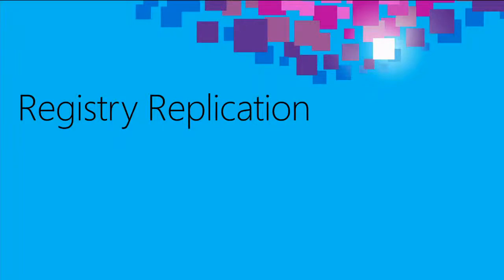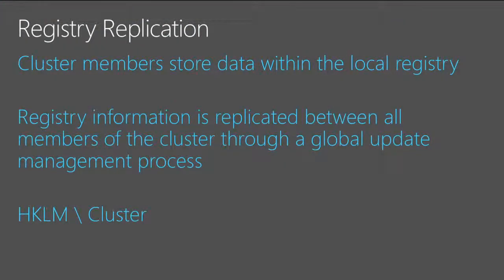All right, registry replication. So the cluster members each store their own set of quorum data or their configuration data within the registry that is resident to each node. There's a process that lives inside the cluster service which is responsible for accepting updates to this information and transmitting that information to all the other nodes that exist in the process. We call it the GUM process, or Global Update Management.